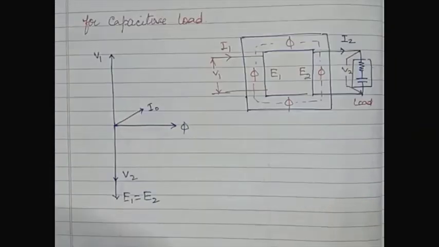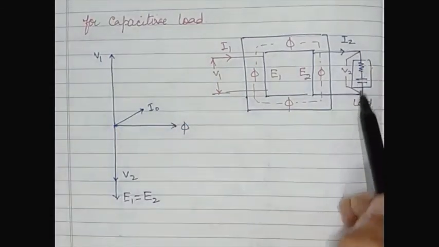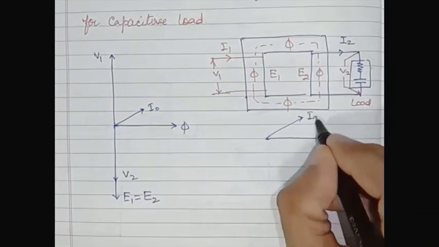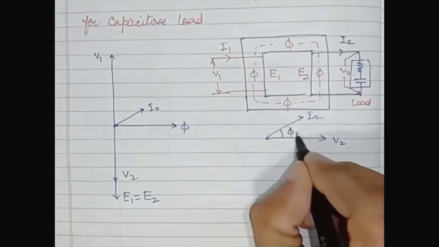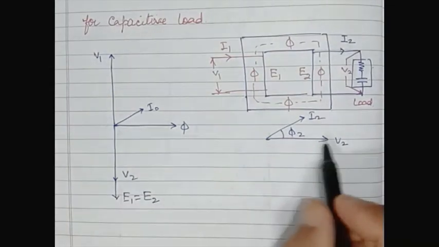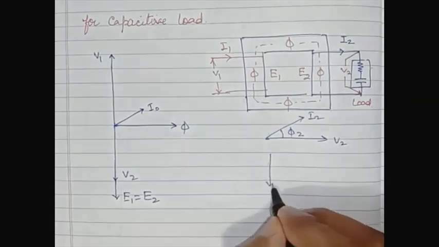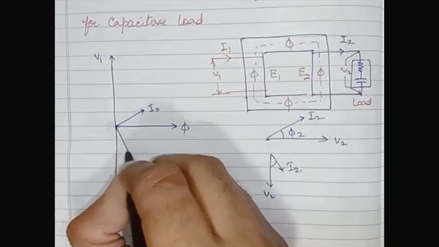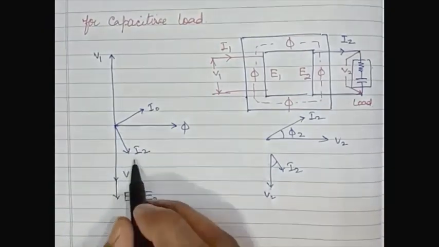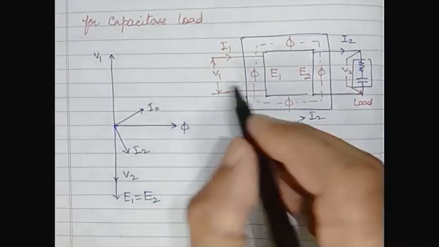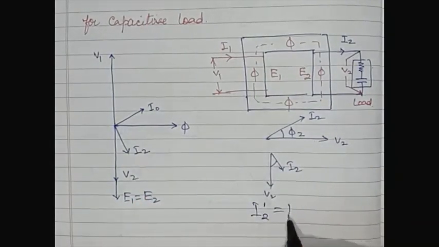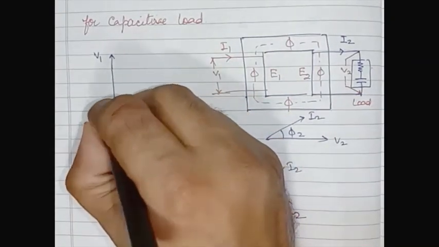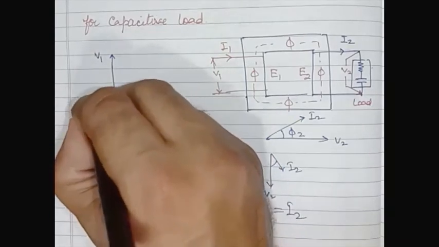Now we are considering a capacitive load. This is V2 and this is I2, the leading current, and this is phi 2. Keeping this here, it is a capacitive load, so the power factor is leading. I2 dash is equal to I2; the magnitude is the same, but they are in opposite directions, so this is I2 dash.